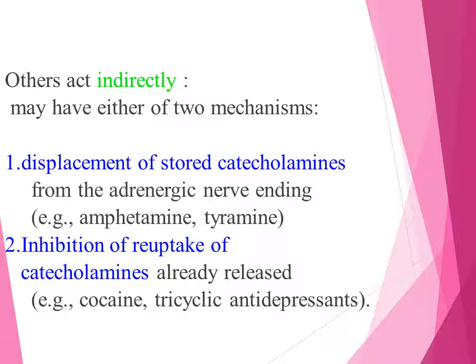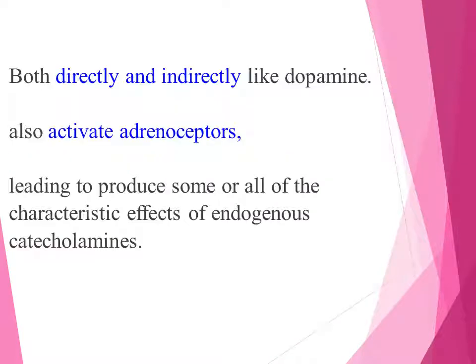So when there is no reuptake of catecholamines by the presynaptic membrane, the catecholamines norepinephrine or epinephrine remain in the synaptic cleft. They bind with the adrenoreceptor and they show their maximum effects. Examples are cocaine or tricyclic antidepressants. The third type is those that act both by direct and indirect mechanism. For example, dopamine acts this way, and they also activate the adrenoreceptor and show their effect, leading to produce some or all of the characteristic effects of endogenous catecholamines.